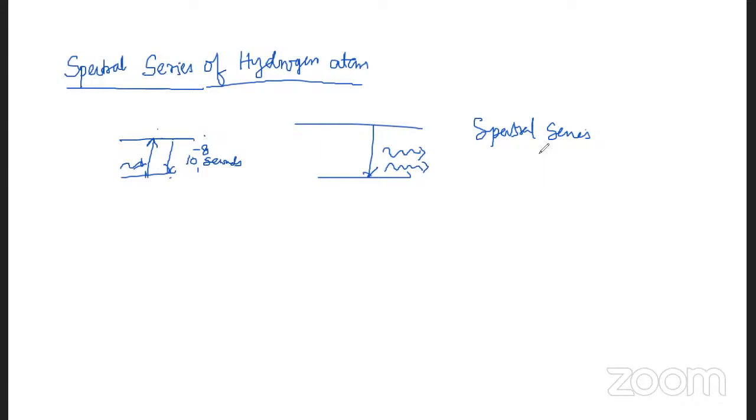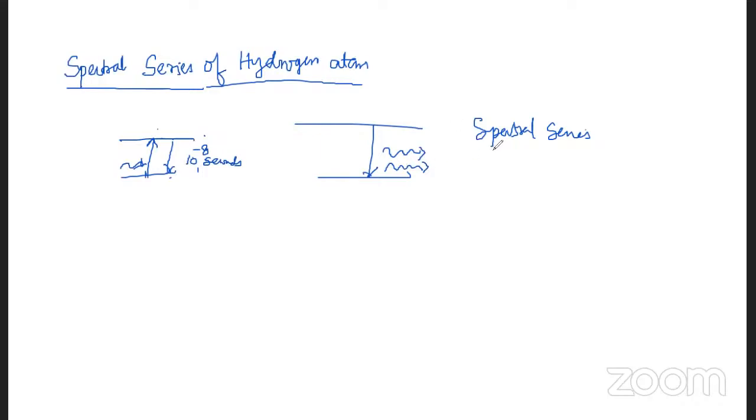Here, what we are saying is that when the hydrogen atom is subjected to some external energy, it goes from a lower energy state to a higher energy state, and it will not stay there for long. It comes back to the ground state within 10 to the power of minus 8 seconds. Whenever it comes back to the ground state, the excess energy it absorbed is emitted in the form of radiation of different wavelengths.